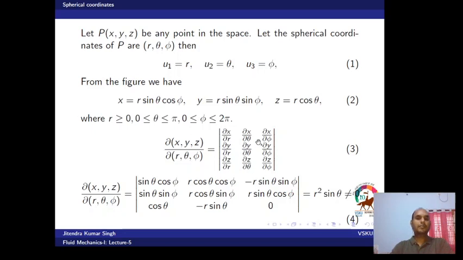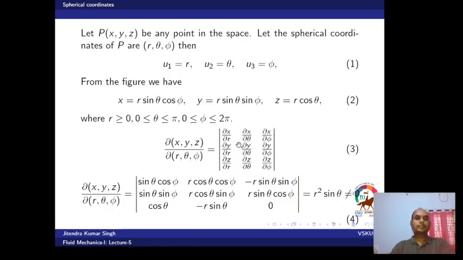If this Jacobian is not equal to 0, then the transformation we defined is invertible, and we can find out r, theta and phi in terms of x, y and z. So the Jacobian is equal to the determinant whose first row is dou x by dou r, dou x by dou theta, dou x by dou phi. Second row is dou y by dou r, dou y by dou theta, dou y by dou phi. Third row is dou z by dou r, dou z by dou theta, dou z by dou phi.